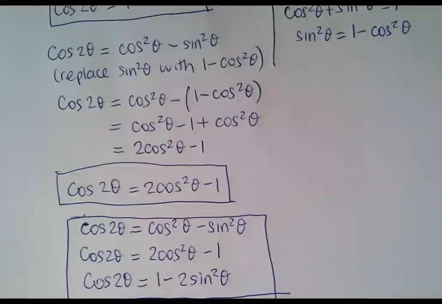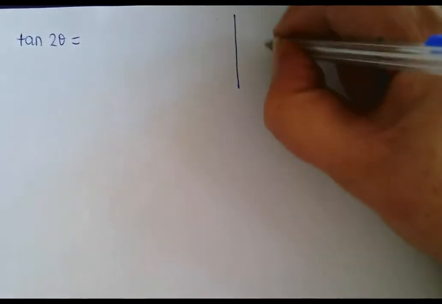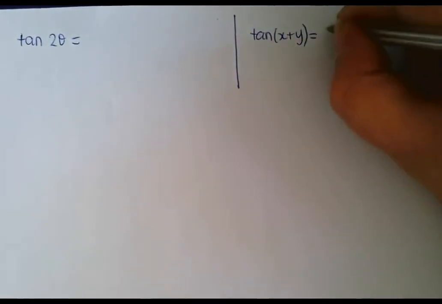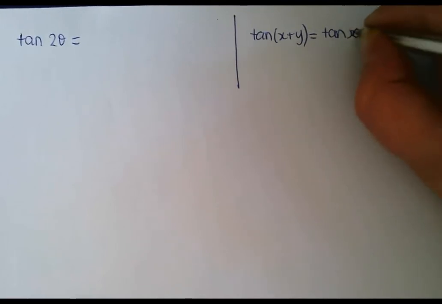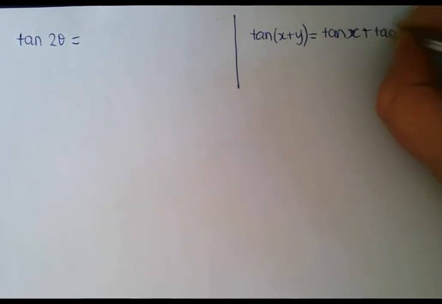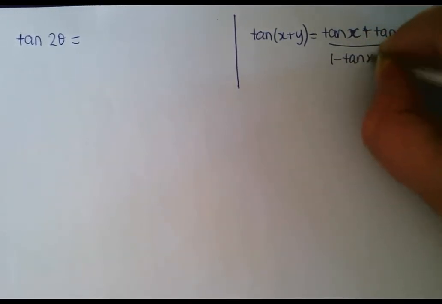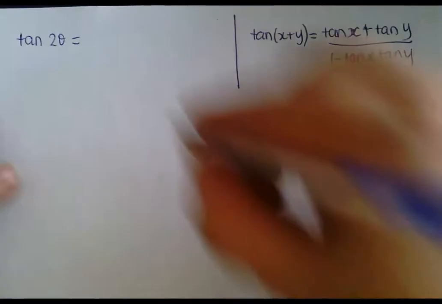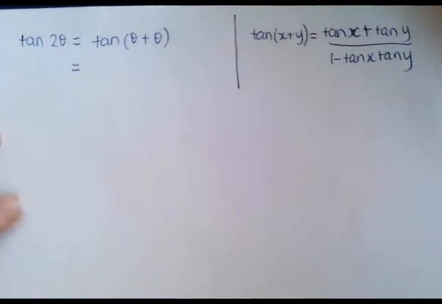Okay? Now we're going to do the double angle result for tan 2 theta. Now, let's just write what we know on the side. That tan of x plus y, and this is on your formula sheet, is tan of x plus tan of y over 1 minus tan of x times the tan of y. Remember that rule? So now we're going to consider tan of 2 theta to be tan of theta plus theta.